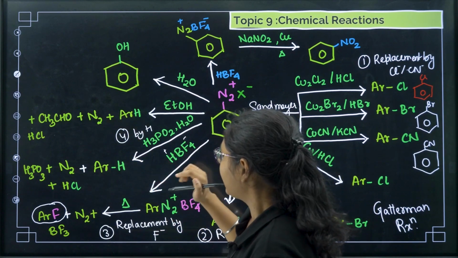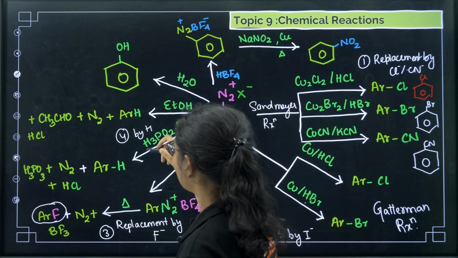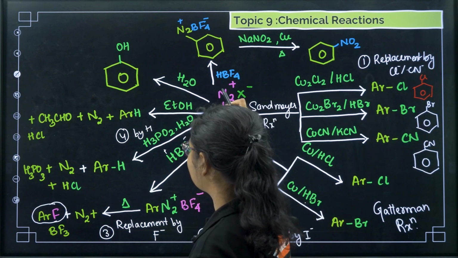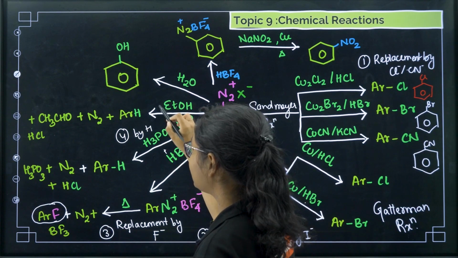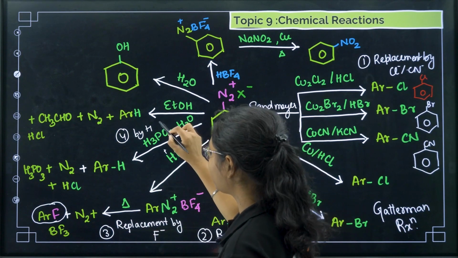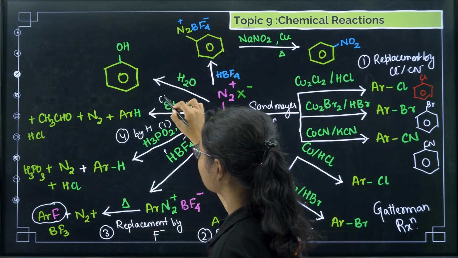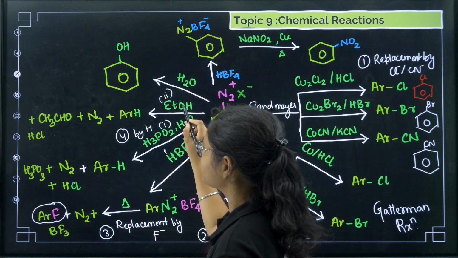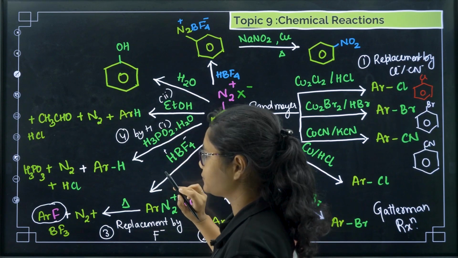Okay. Next, fifth one is replacement by H. Another way is by treating it with alcohol, ethyl alcohol. So H3PO2 and water, you can use either this one or you can treat it with ethyl alcohol. This one will also give you ArH.